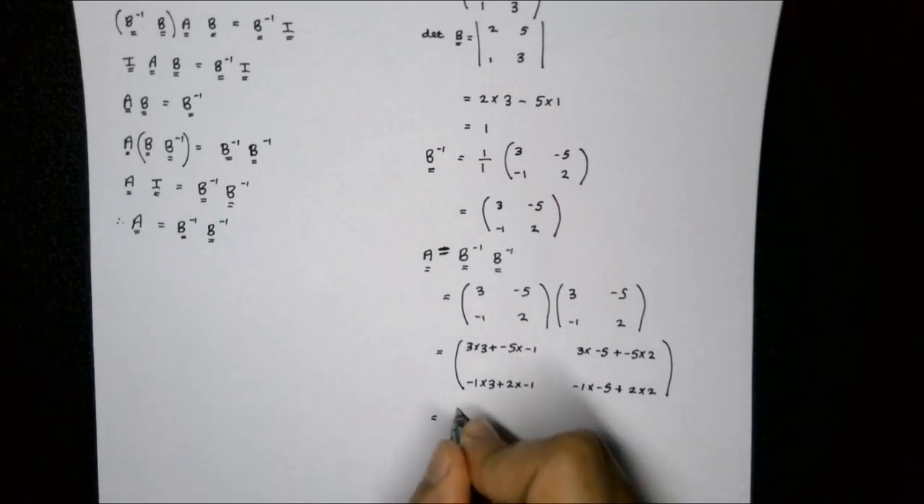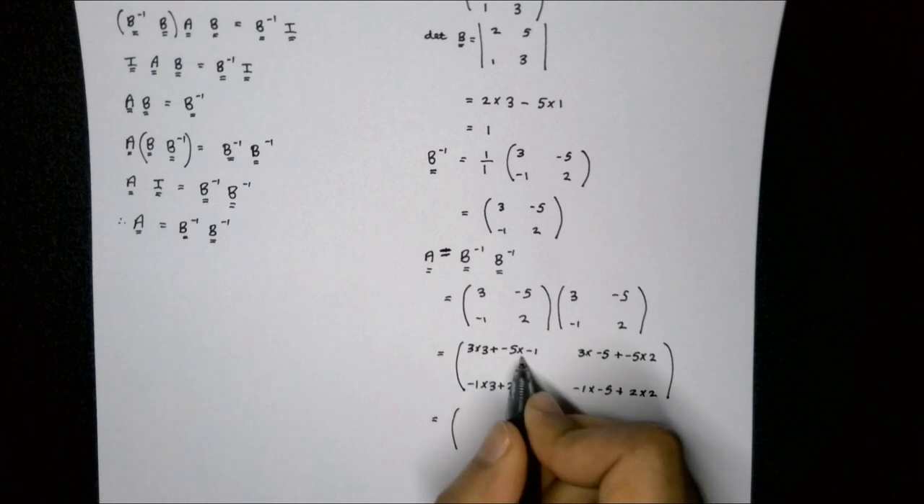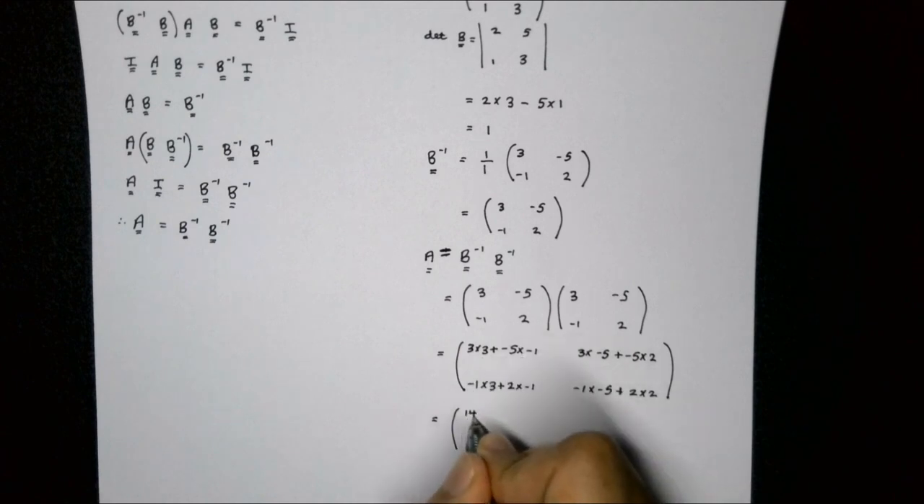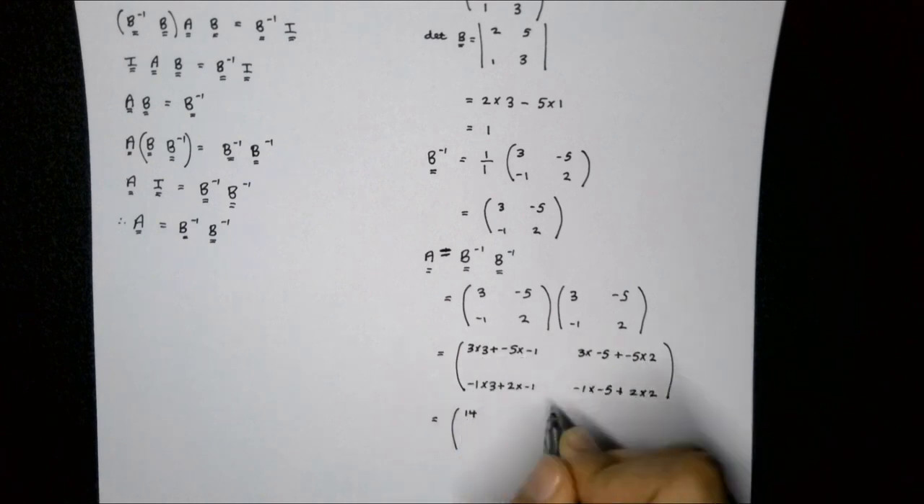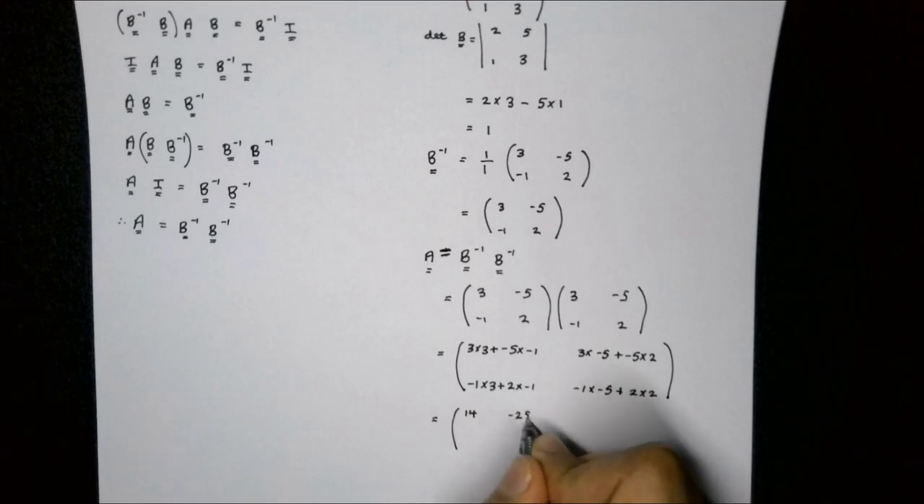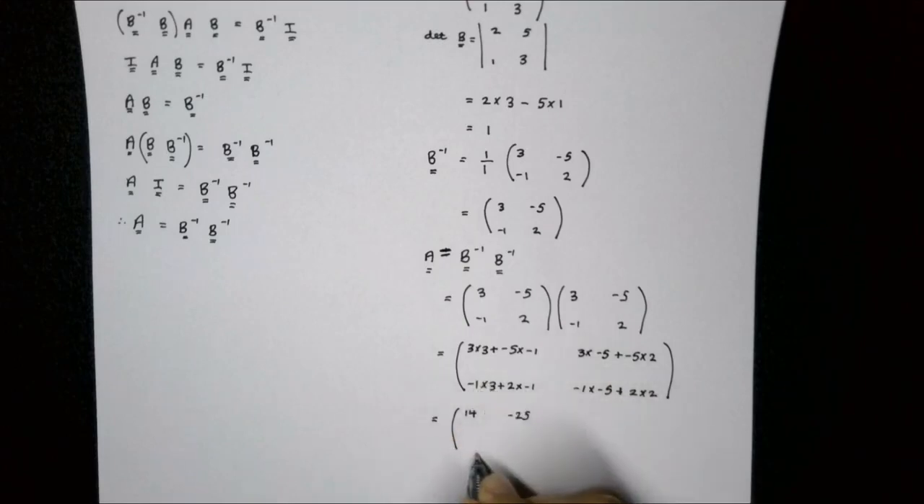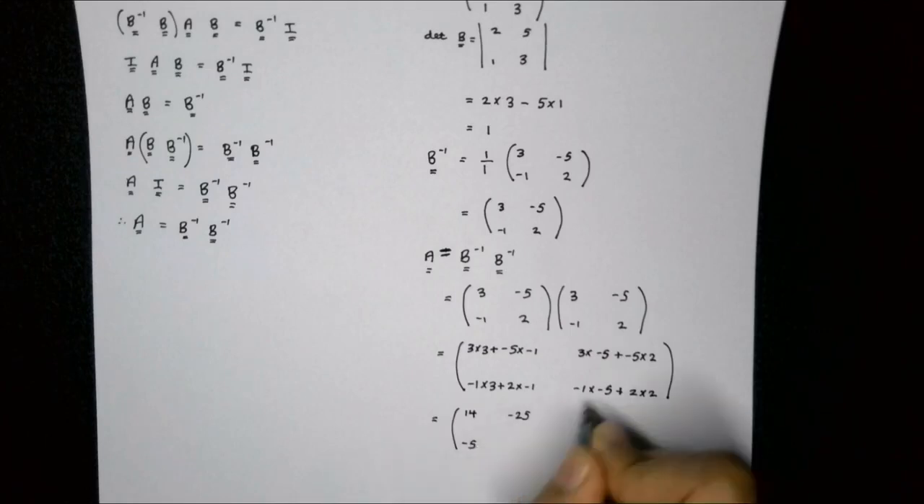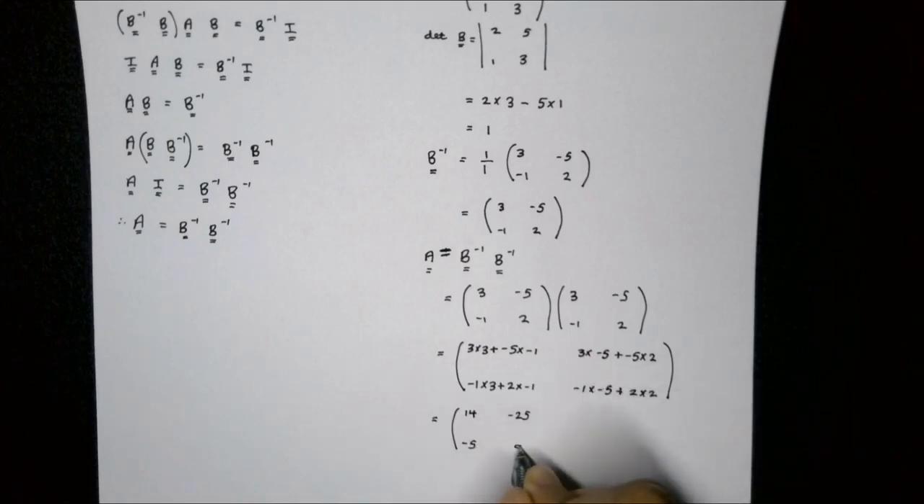This is the resulting matrix which we wish to work out. So if we tidy all this up, 9 plus 5, that's 14. Minus 15 minus 10, that's minus 25. Minus 3 minus 2, that's minus 5. Minus 5 plus 4, that's minus 1. So the matrix A is equal to 14, minus 25, minus 5, 9.